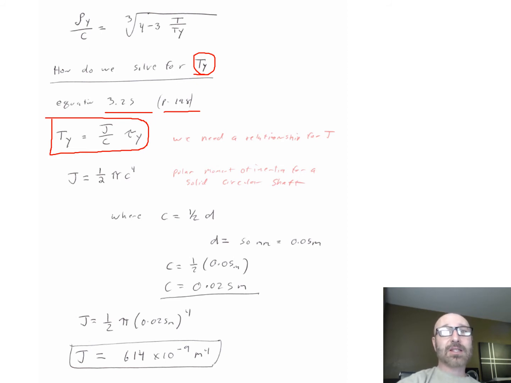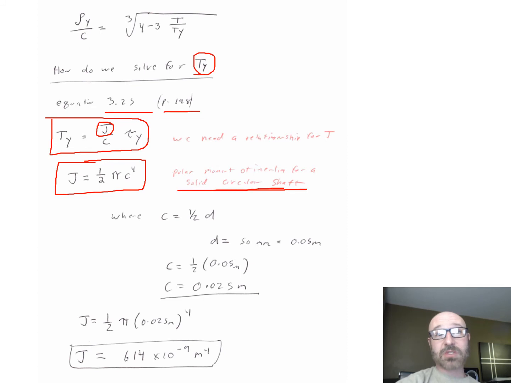Well, my polar moment of inertia, my J value, has its own expression. For a solid circular shaft, which is told to me in the problem statement, my polar moment of inertia J is 1/2 pi c to the 4th. C still relates back to the D in my problem, where C is your outer radius. Radius is half of your diameter.